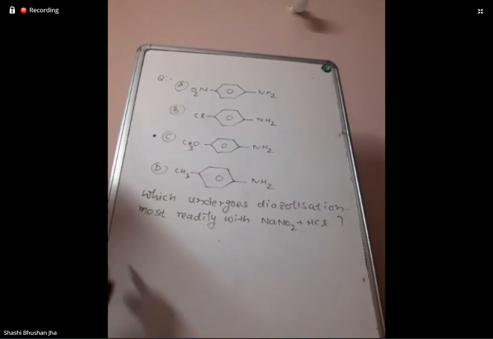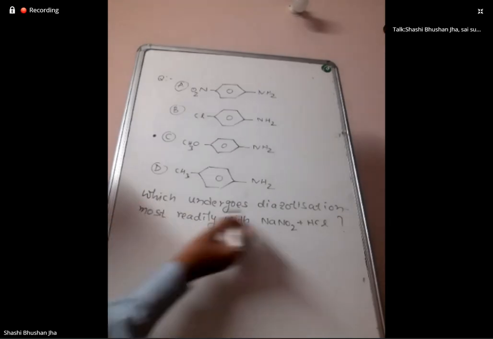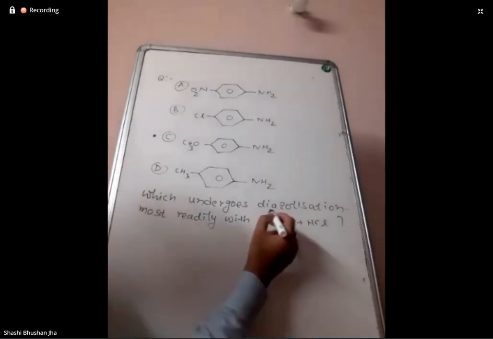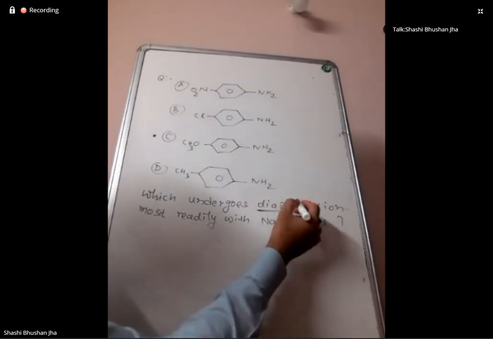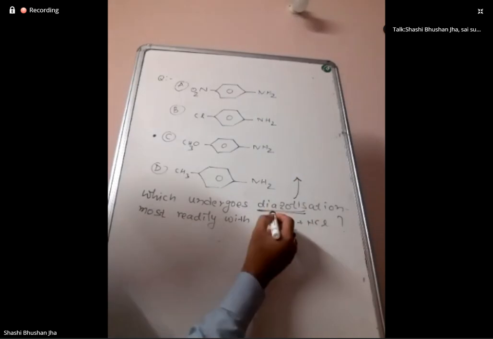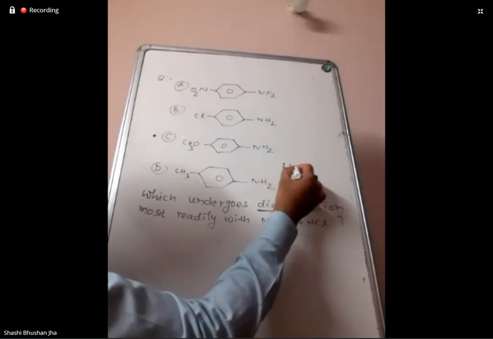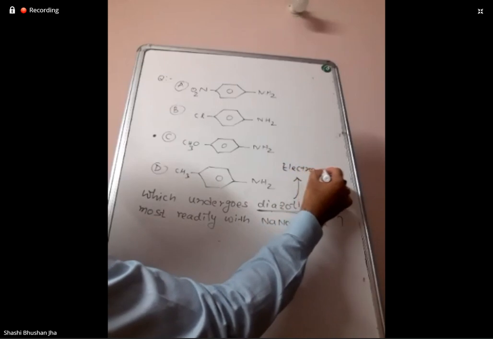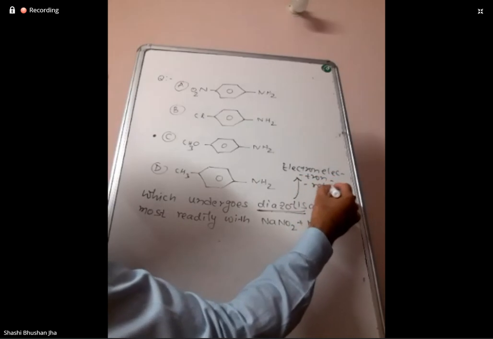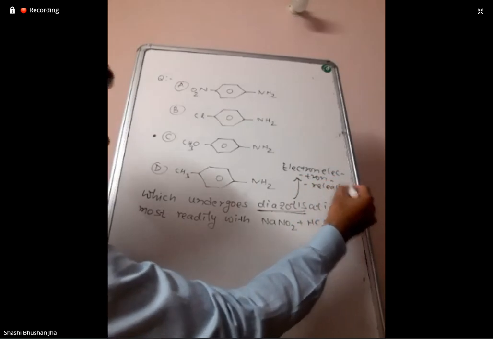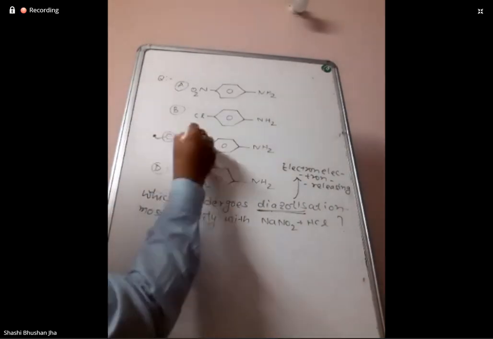But in diazotization reaction, which is the formation of diazonium cation, it is electron releasing group that increases the reactivity. So remember this point, in diazotization, electron releasing group will increase reactivity. But in coupling reaction, electron withdrawing group increases reactivity. So here the answer is going to be C.